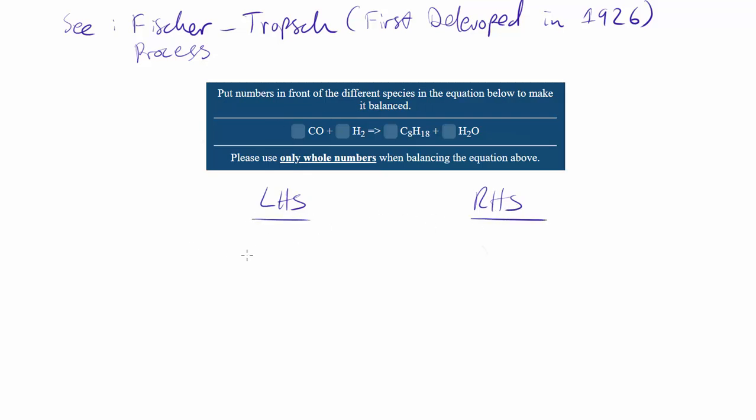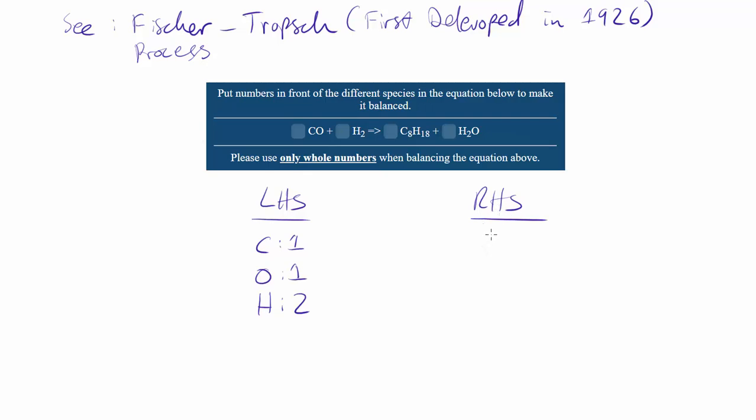So let's do left hand side first. We've got carbon, oxygen, and hydrogen, so C, O, H. For carbon, how many have we got? We've got 1. Oxygen, we've got 1. Hydrogen, we've got 2.